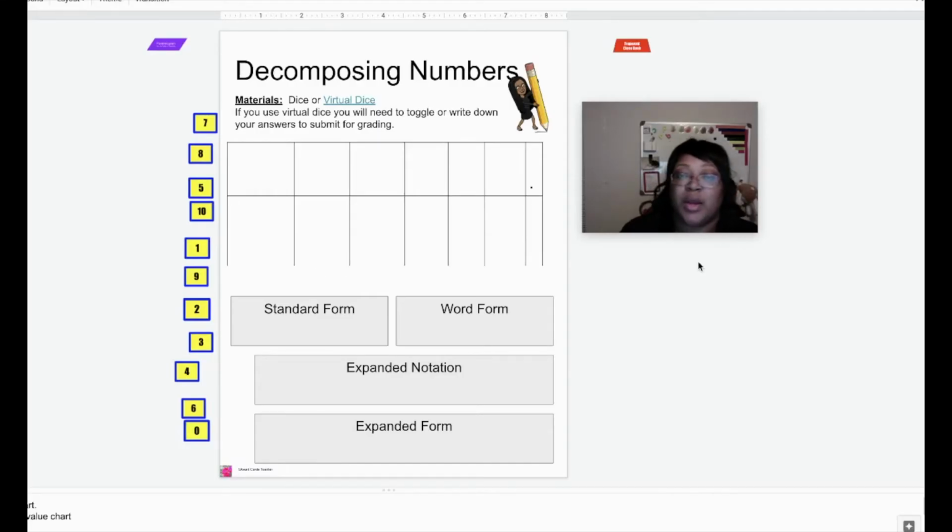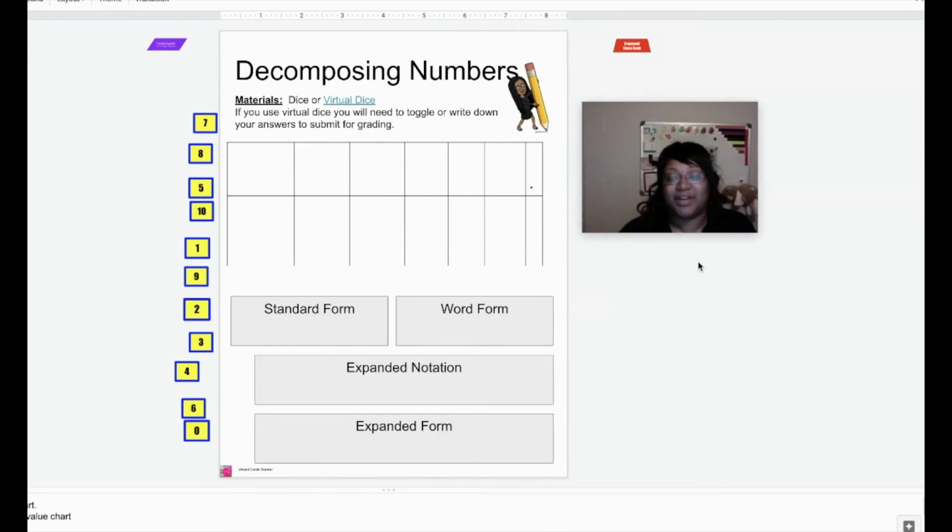Okay, so this is page 10 in our interactive digital notebook. And we're going to practice on page 10, putting things in standard form, in word form, expanded notation, groups of, and expanded form. Remember, expanded notation, groups of. So you know it's going to have that multiplication symbol, that time symbol, and the parentheses, right? Open parentheses, close parentheses, always come in a pair.